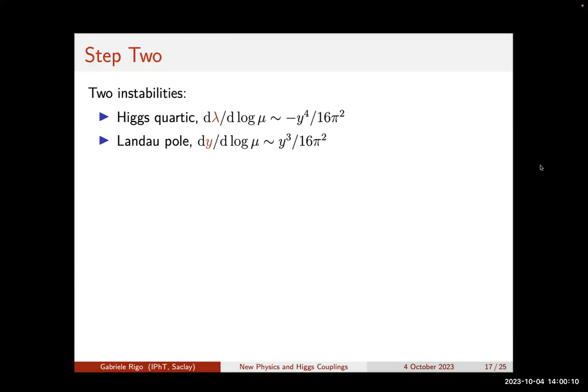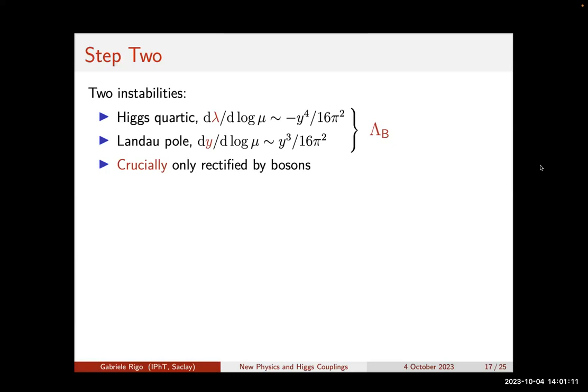The second kind of instability that you might encounter in this picture is when your new Yukawas grow too much. You might have a Landau pole in the couplings of these new fermions. In particular, you see that the Yukawa grows, as you calculate its renormalization, with a term that goes like y cubed. So it's driven to bigger and bigger values. And eventually, when this becomes too large, you can also say that your theory is inconsistent at a given scale, where this becomes, conventionally, for the purpose of the calculation, I think we chose 4 pi, but it's not very dependent on the specific value of the cutoff that you choose.